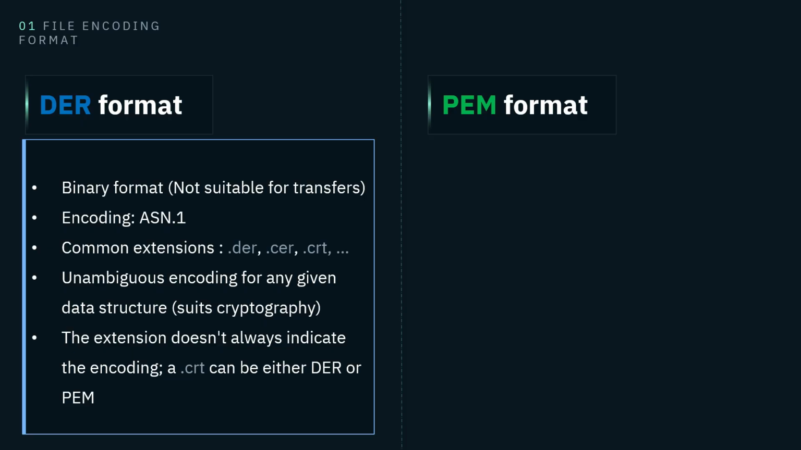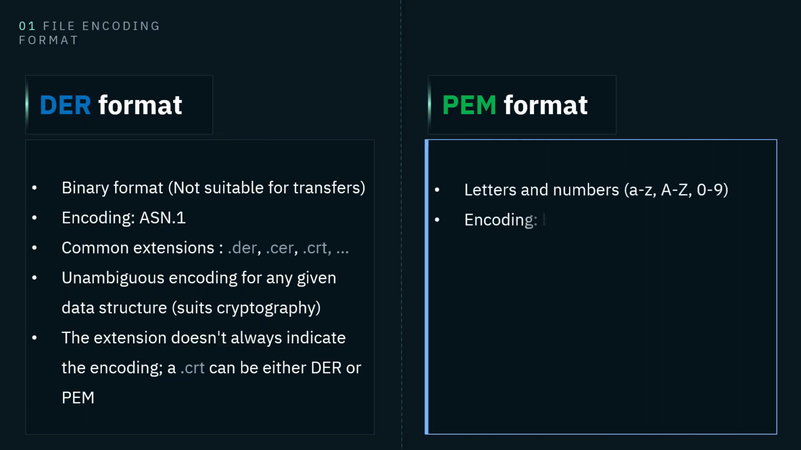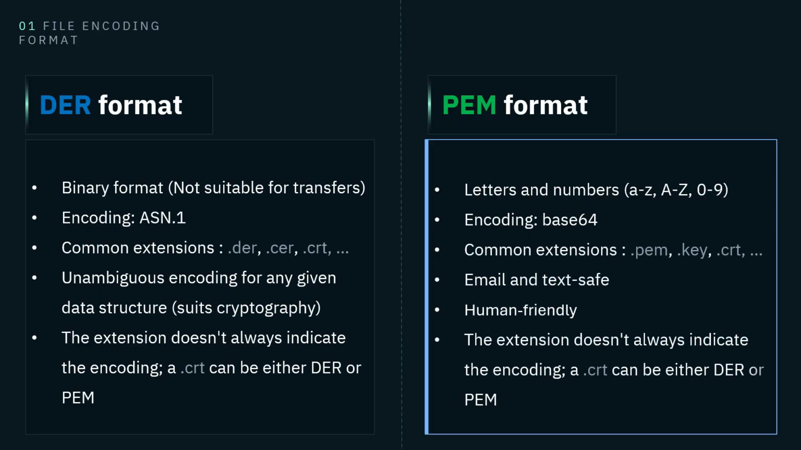You will commonly see it with extensions like .der, .cer, or .crt. The second format is PEM. PEM takes the same binary data and encodes it in base 64. So instead of raw bytes, you get letters and numbers. That makes it email safe, text safe, and actually readable by humans. Common extensions here are .pem, .key, and again .crt.